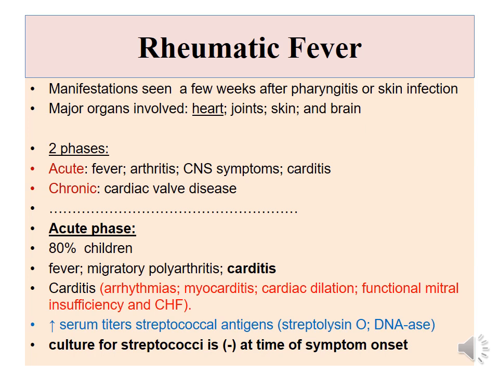For the diagnosis of this condition, we need a proof or an evidence of a previous streptococcal infection, and this can be found using the serum titers for some streptococcal antigens like streptolysin O or DNase. A high serum titers of those streptococcal antigens is required for confirmation of this diagnosis. Culture for streptococci is, however, negative at the time of symptom onset because the infection itself would have been spontaneously resolved or treated during this period of time.